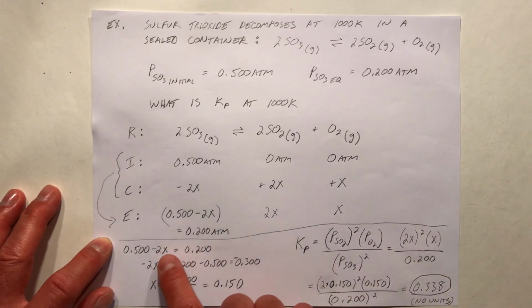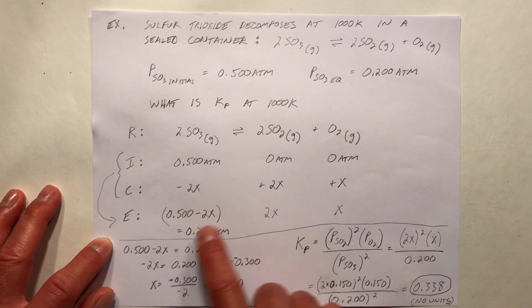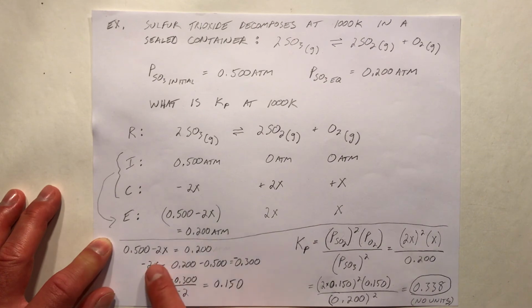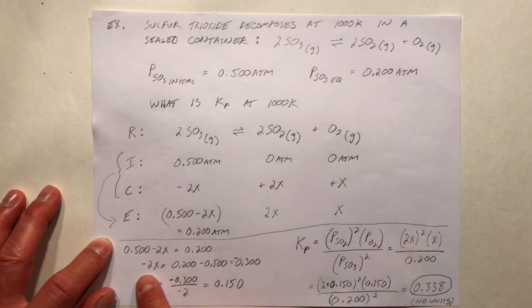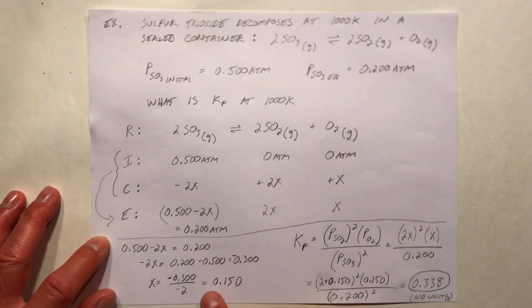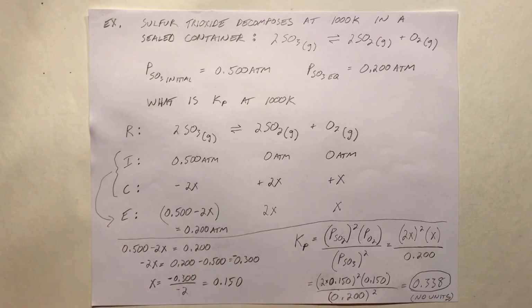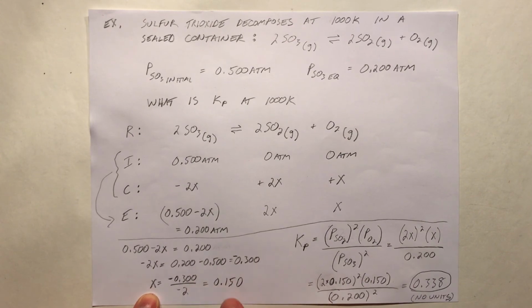All right, so let's solve for the x value using this equality. 0.500 minus 2x is equal to 0.200. Minus 2x is equal to 0.200 minus 0.500. We just subtracted 0.500 from both sides. And it turns out to be equal to negative 0.300. Divide both sides by negative 2, and x is negative 0.300 divided by negative 2, and that's equal to 0.150.